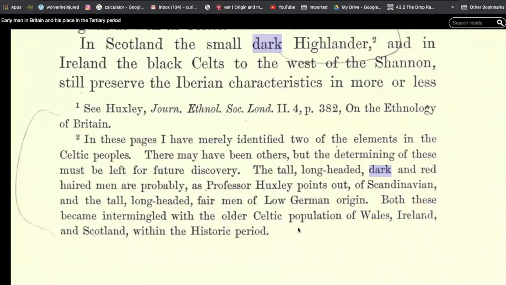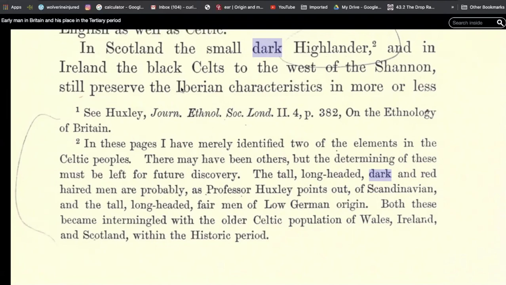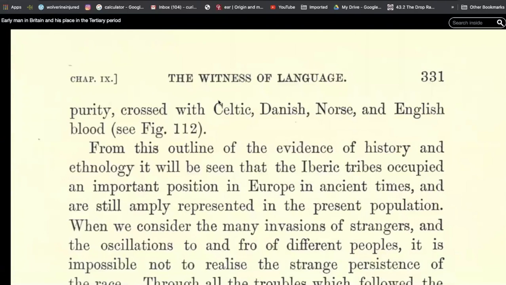A little further down, it says, in Scotland, the small dark Highlander. We're going to talk about who these people turned out to be later on in history, the Scottish Highlanders. We're going to see that the Stewart line were basically Scottish Highlanders, and they were also dark. As it says here, in Scotland, the small dark Highlander, and in Ireland, the black Celts to the west of the Shannon still preserve the Iberian characteristics in more or less purity, crossed with Celtic, Danish, Norse, and English blood.